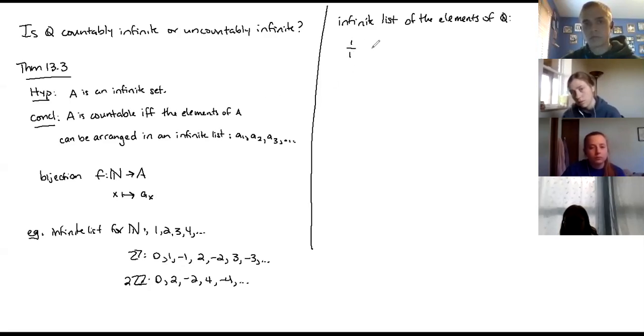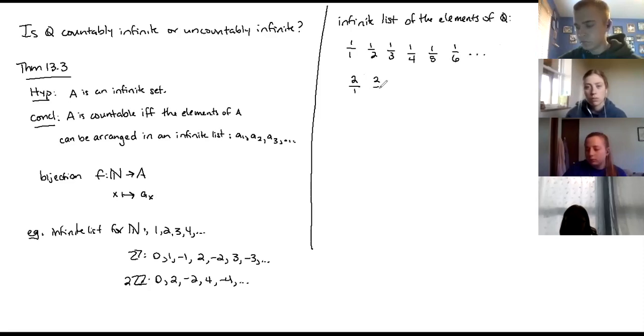We're going to go 1/1, 1/2, 1/3, 1/4, 1/5, 1/6, etc. That's going to be my first row. So those are all my fractions with numerator 1, and then the denominator is going to continue to increase. All right. Second row is going to be all my fractions with numerator 2, and then the denominators continue to increase. So 2/1, 2/2, 2/3, 2/4, 2/5, 2/6, etc.